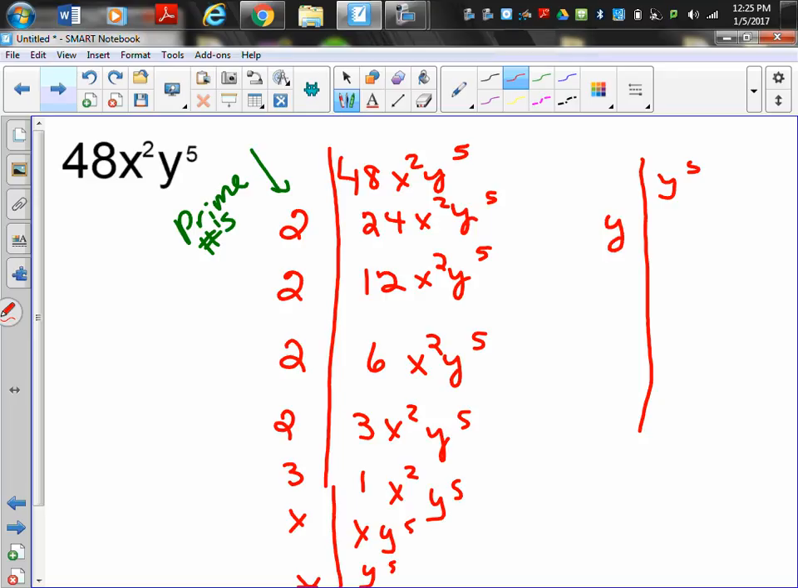So y and y to the fourth. Y third. Shoot. I don't like that. That's too much. And then y times 1. It may seem like a lot of writing, but guys, it's a 100% fail-safe way to get the right answer for prime factoring.